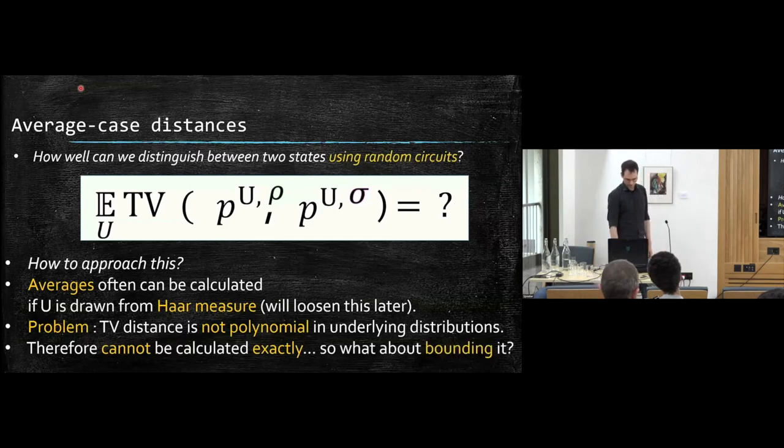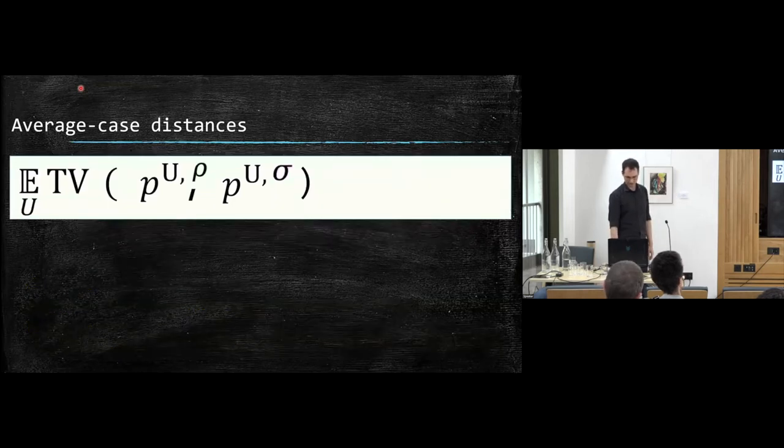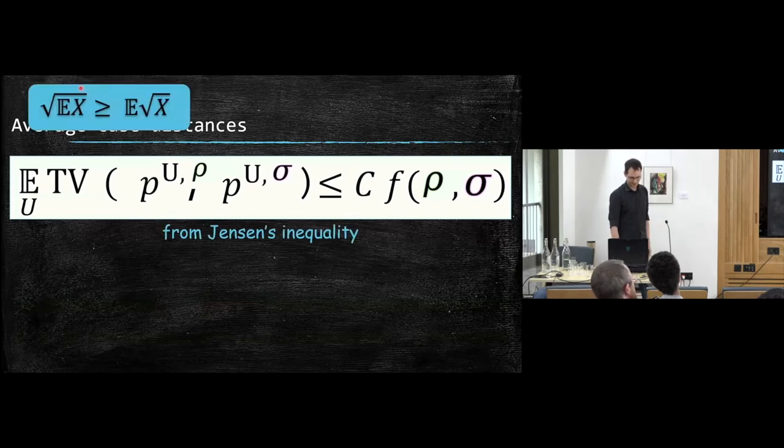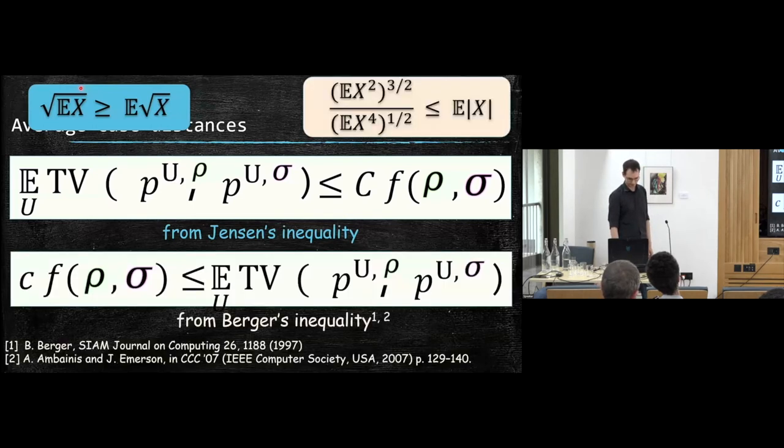What I mean by approximate is that we can actually bound this from above and from below. We have this quantity, and we can bound it from above by some functions of the states. I will make it explicit in a moment. To do this, you just use a simple Jensen's inequality. And to obtain a lower bound, you use the so-called Berger's inequality that is written in the right top corner. This lower bound was pointed out in the Ambainis and Emerson paper from 2007, in this context of discrimination of quantum states, which was an inspiration for all of this research.